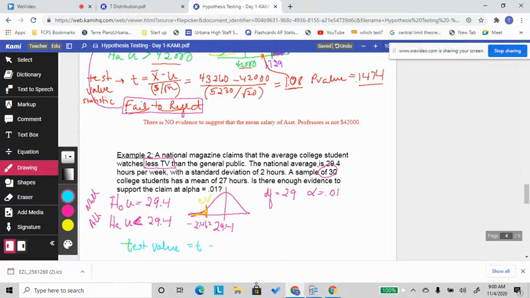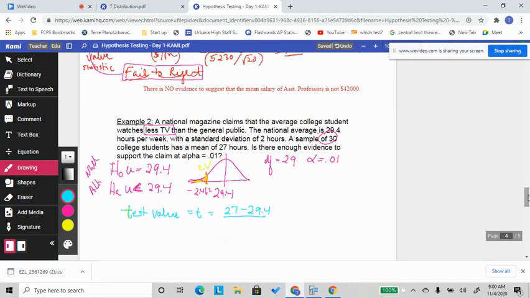Okay, and it's going to be a t. So looking at the formula again, we get a sample mean. The sample from the college students was 27 minus the population over the standard error, the same thing as from the confidence intervals. The standard deviation is the national average. They gave you a population standard deviation, which is even better, so we can just use that. And then the sample size was 30.